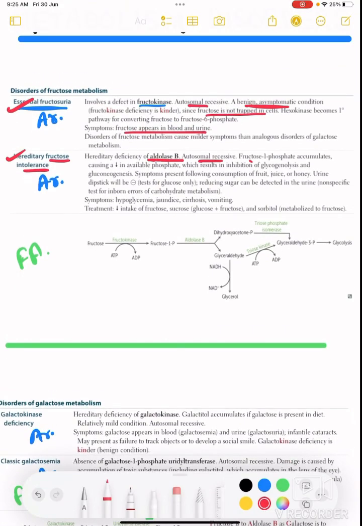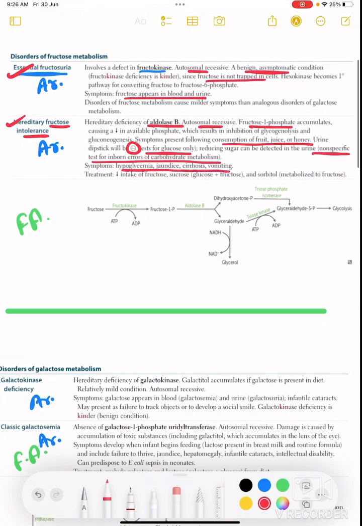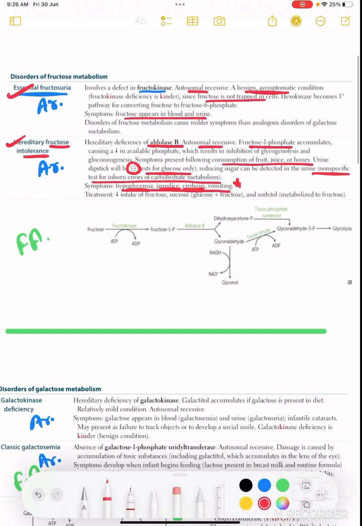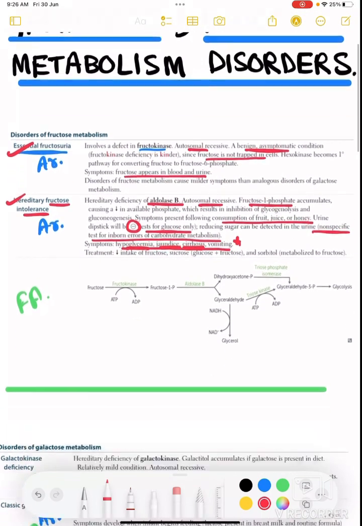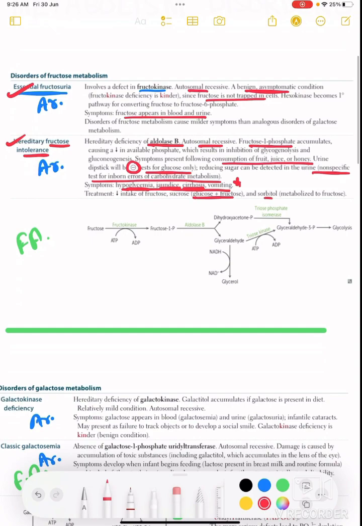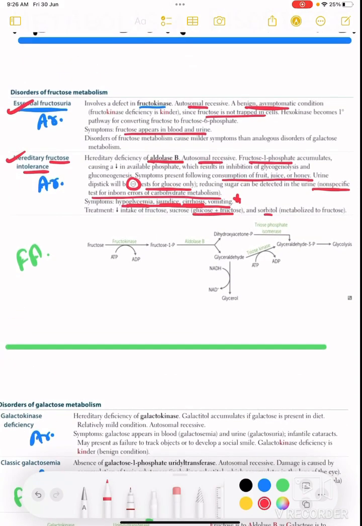So here we can read it. Autosomal recessive, already told. Fructose 1 phosphate accumulates, causing decrease in available phosphate, which results in inhibition of glycogenolysis and gluconeogenesis. Following consumption of fruit juice or honey, since fructose is only present in external sources, urine dipstick will be negative, very important. It is positive only for glucose. Sugar can be detected in the urine, a non-specific test for inborn carbohydrate metabolism errors. Hypoglycemia, jaundice, cirrhosis and vomiting. Already told you that liver problem will be there. If cirrhosis, jaundice and hypoglycemia are given, it cannot be a mild symptom, it is a major symptom. Treatment: decrease intake of fructose, sucrose, glucose plus fructose, and sorbitol, right? So everything is explained over here.